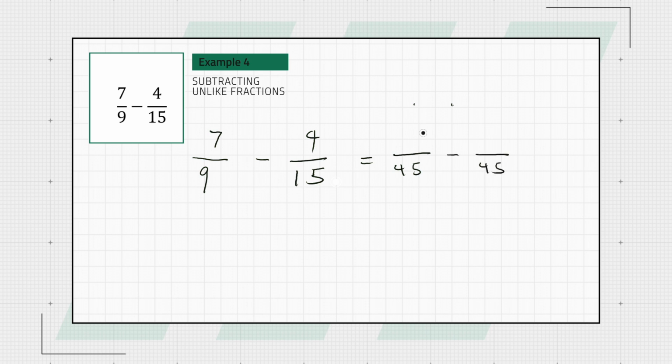Okay, how did I go from 15 to 45? I multiplied it by 3. So I have to do the same to the 4. 4 times 3 is just going to be 12. Alright, how did I go from 9 to 45? I multiplied it by 5. So I have to do the same to the top and do 7 times 5, which is 35. Okay, now I can solve and do 35 minus 12, which is going to be 23 out of 45.